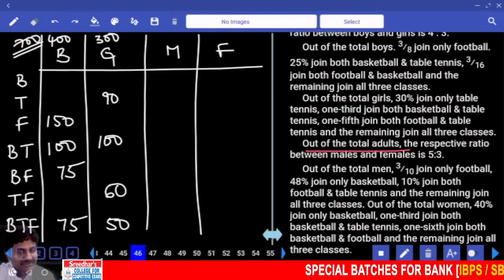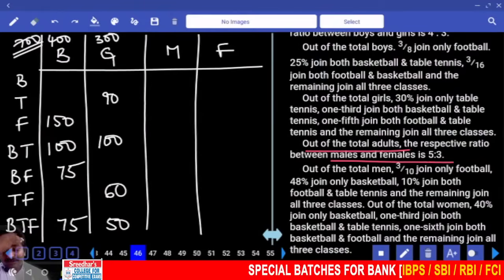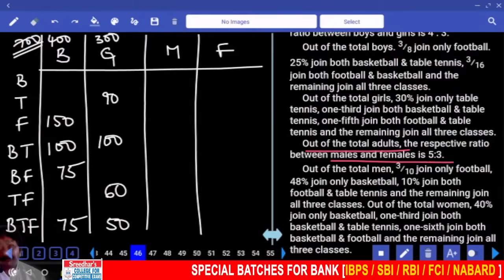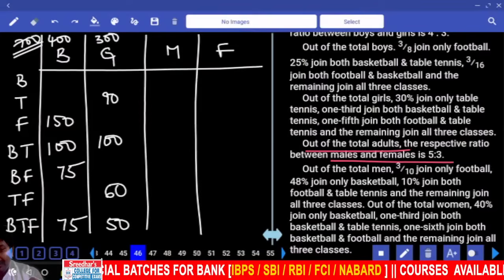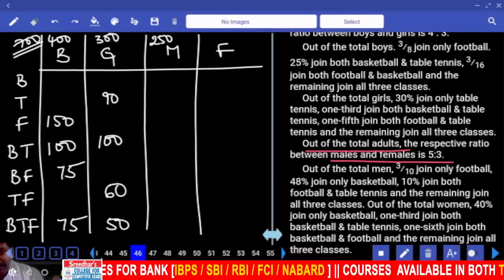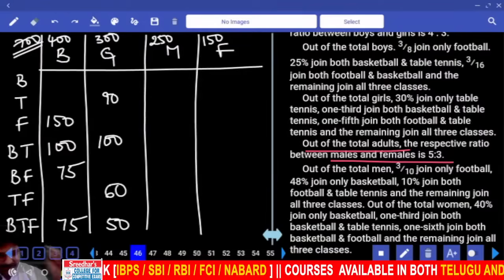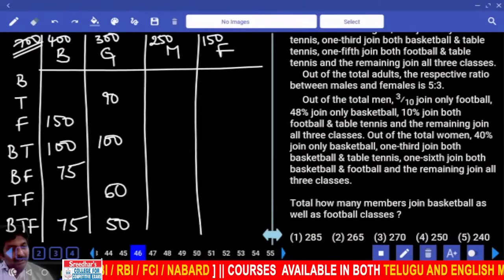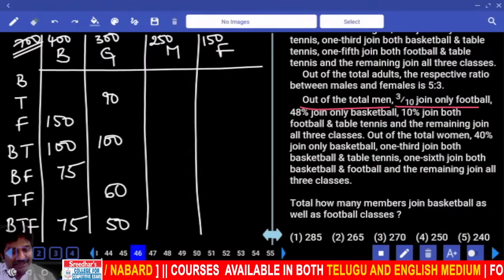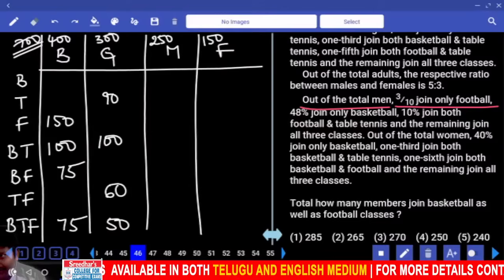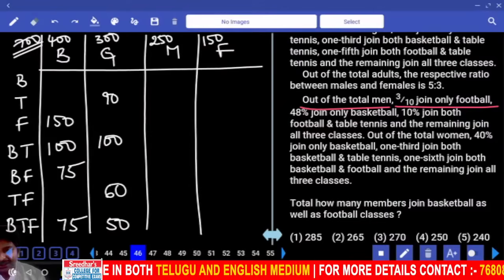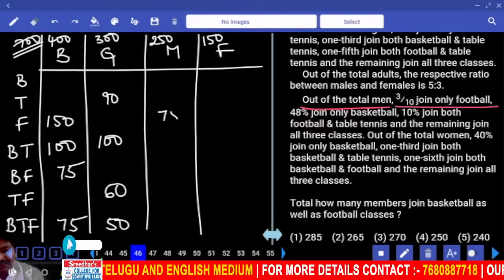Out of adults, male and female are in the ratio 5:3. Total how many adults are there? 400. 8 parts, 400, each part 50. Men 250, women 150. Out of total men, 3/10 join only football. What is 1/10? 25. 3/10, 75. 75 in football.